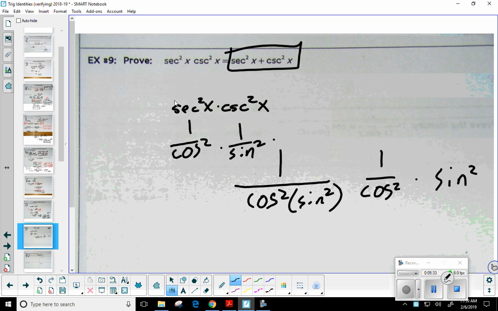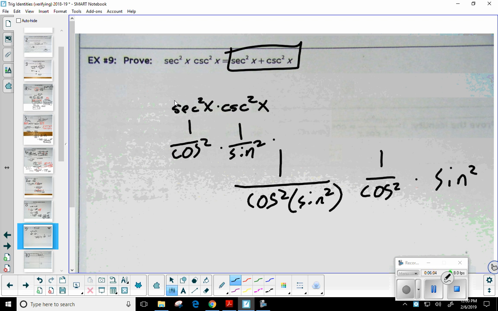Well, if we keep that 1 over cosine squared, that'd be secant squared. So the way we are right now, we can immediately go back to secant squared, cosecant squared, but somehow we got to get that plus in there. For the sine squared, could we put 1 plus cosine squared? You're close. It would be 1 minus cosine squared.